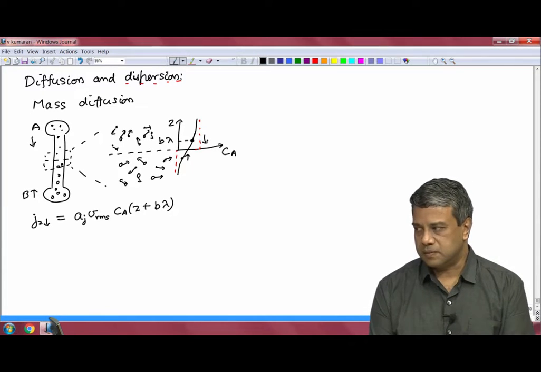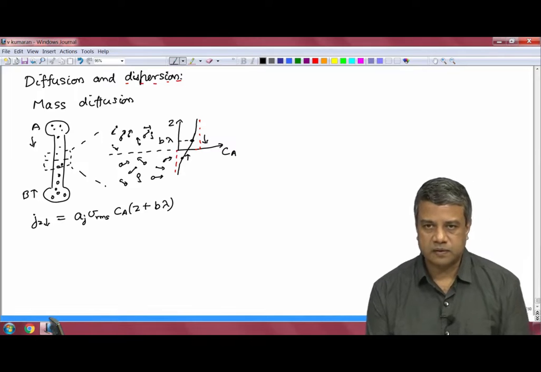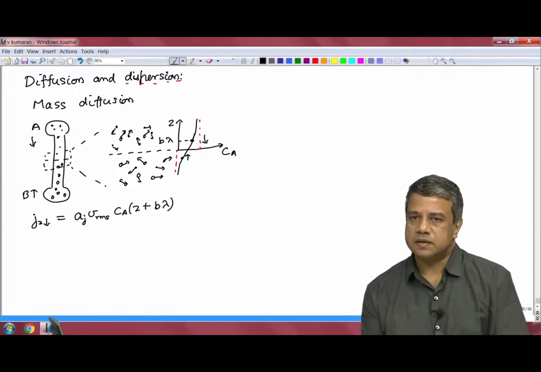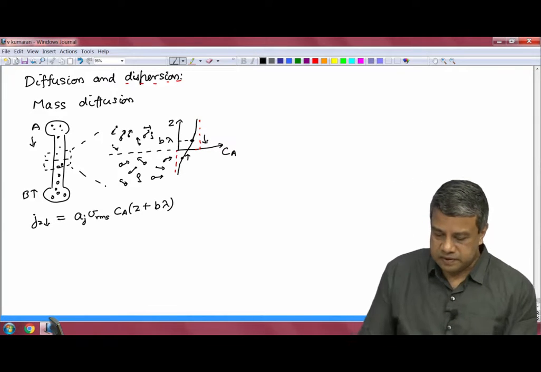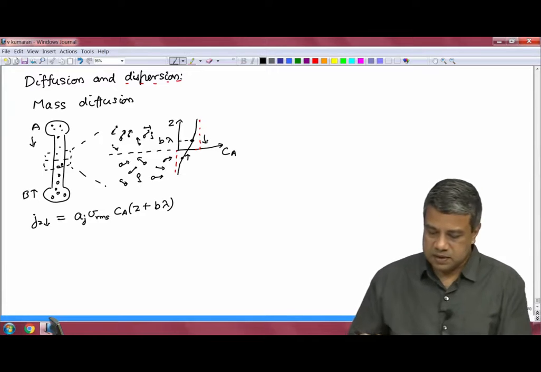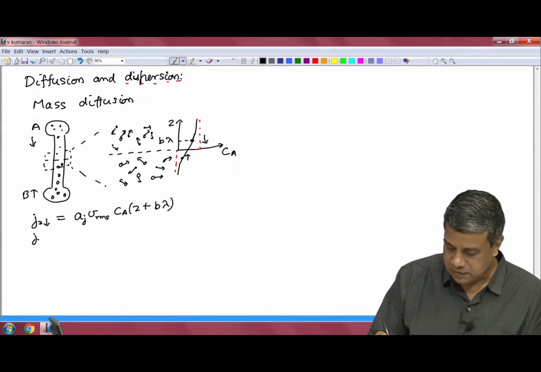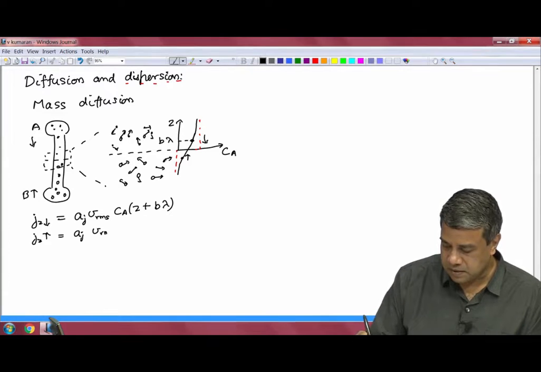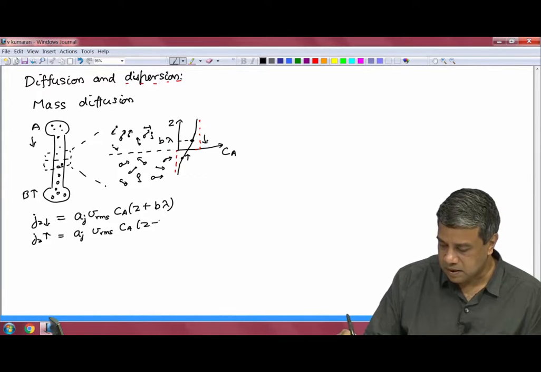As I said, molecules coming from above to below originate at some location which is approximately one mean free path above the surface. One can do a similar formulation for the molecules going from below to above. It is equal to A times Vrms times the concentration at some location z minus b lambda.